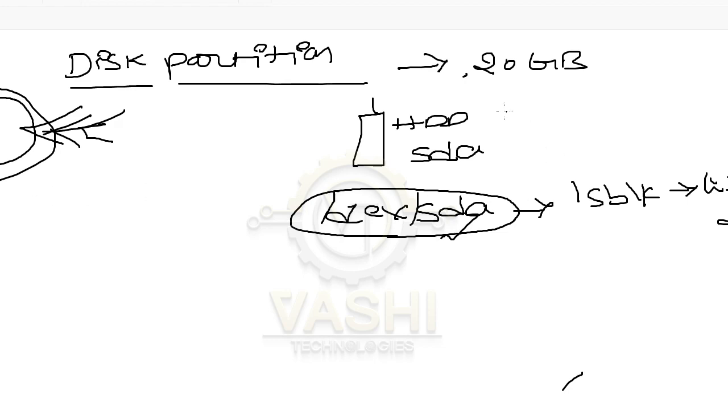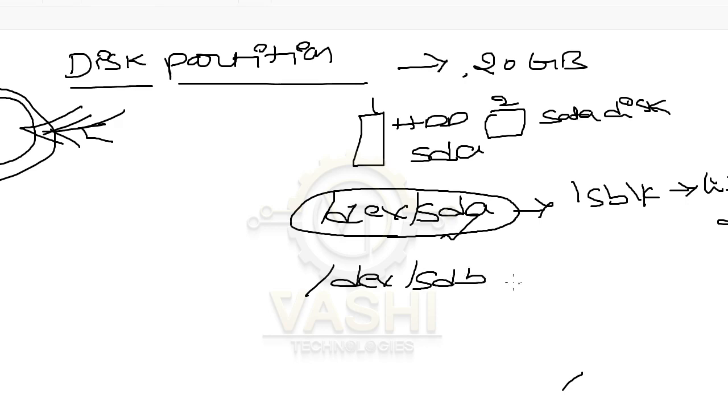Something like I want to add another hard disk. The hard disk name is 2. This is a SATA disk. What is the naming convention, guys? The disk name is, tell me. One is A, two is B. SATA disk B. Yeah. So I created a disk.